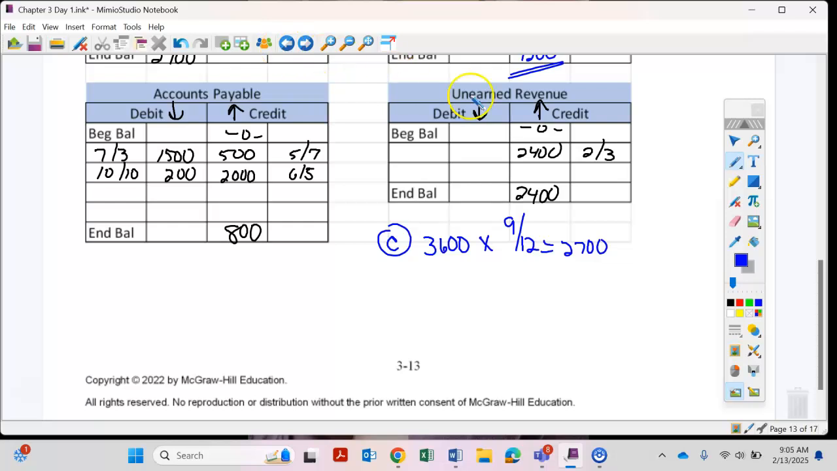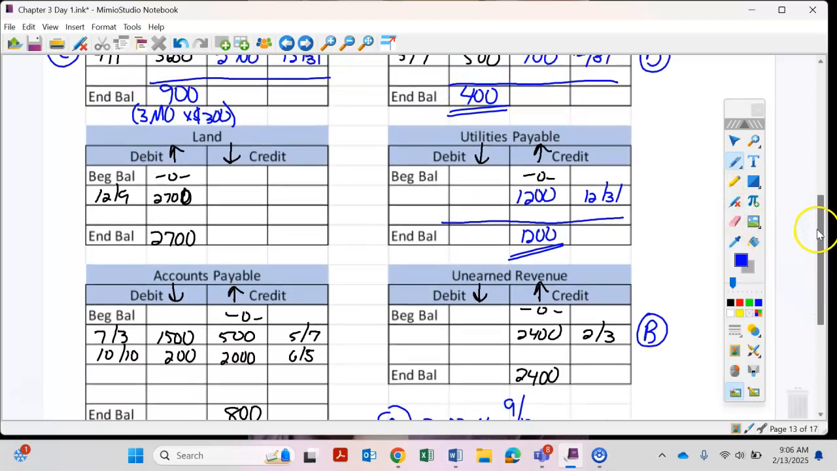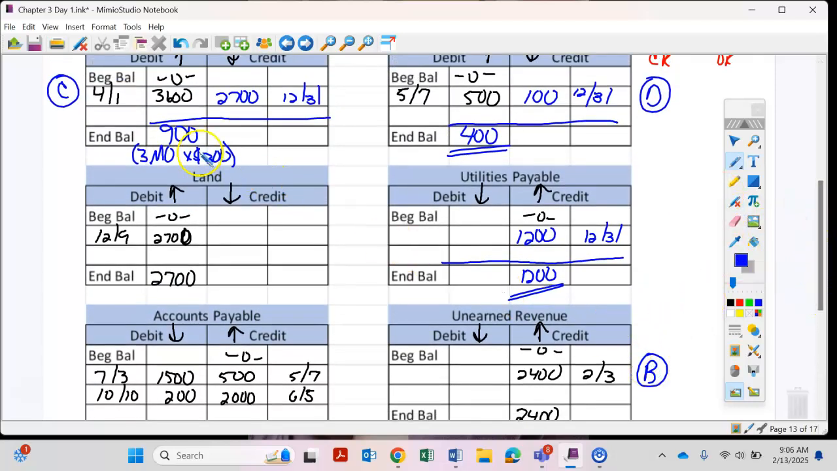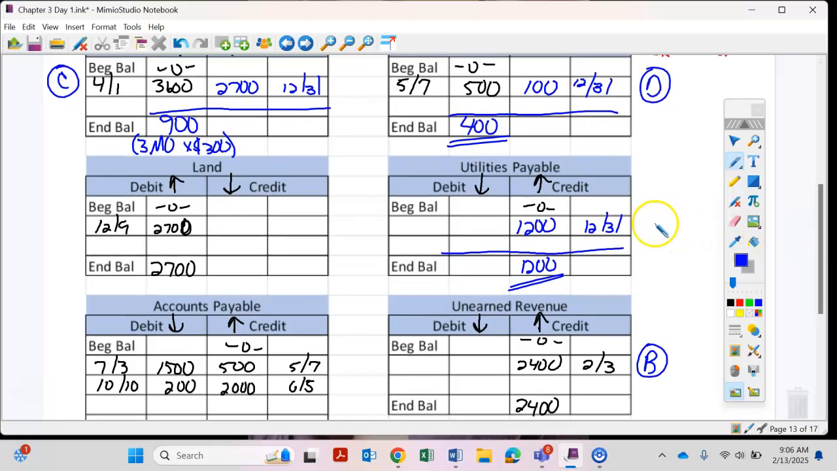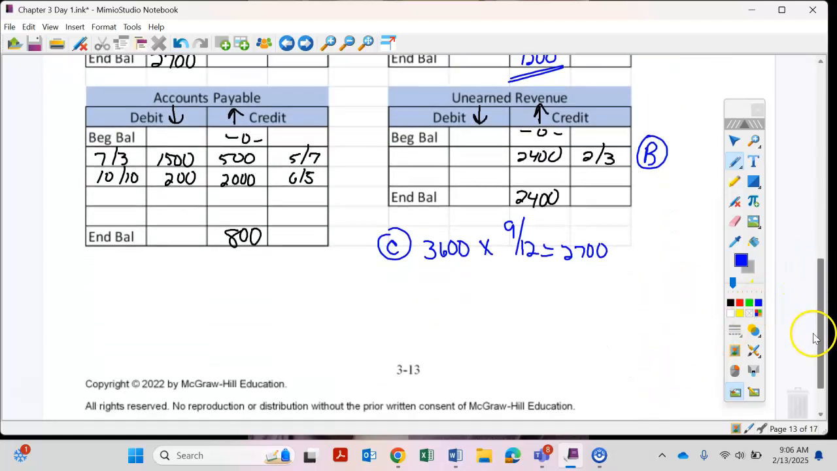Okay, and then the last one that we need to make an adjustment for is going to be B in the problem. So B, C, and D. A, as you recall, was this unpaid bill for utilities. We got a bill for utilities. We debited utility expense, credited utility payable. Okay, so we're going to do B.